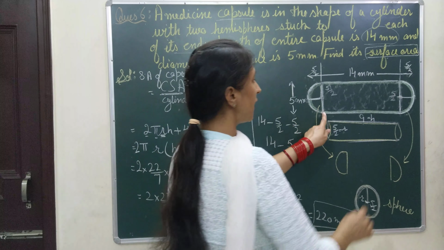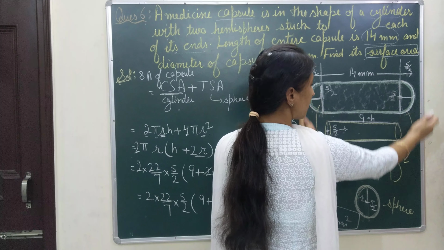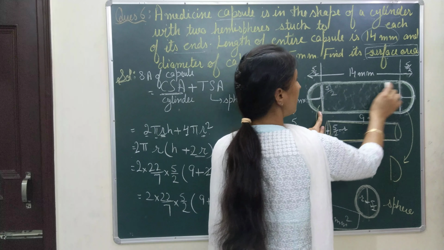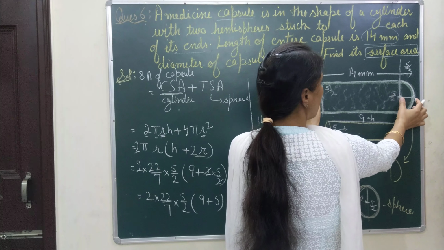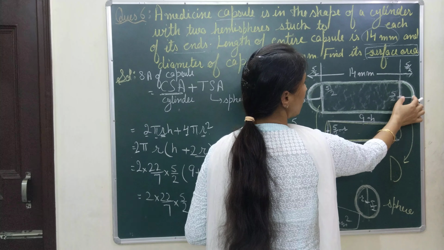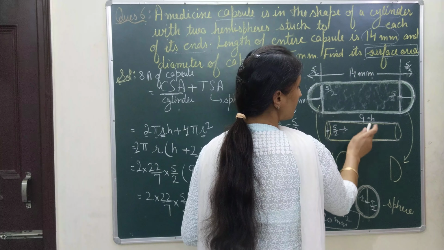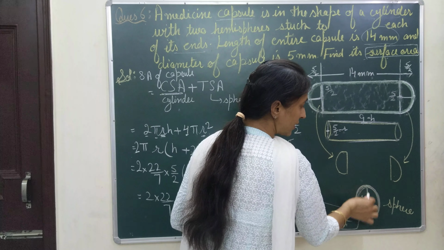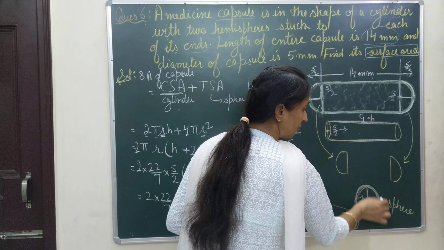So what we have done is cut these two hemispherical ends from both sides and kept them separate. The shape that remains is a cylinder. Then we found the height for this cylinder: taking r by 2 from both sides, I take the radius out and am left with one diameter out, so the remaining part is 14 minus 5, which is 9. The radius is the same for the cylinder and for the sphere. When I join these two hemispherical ends, I get one sphere.